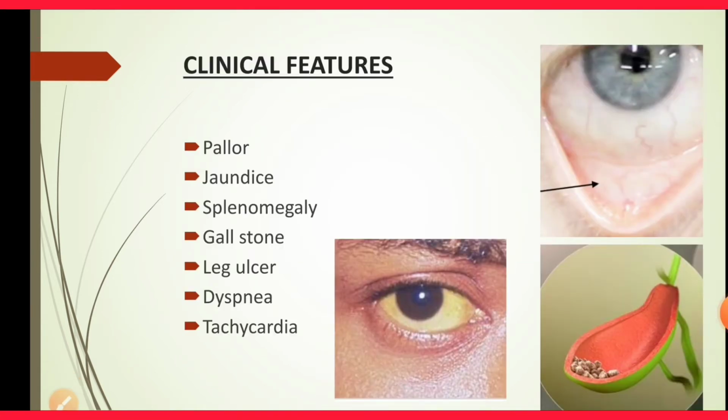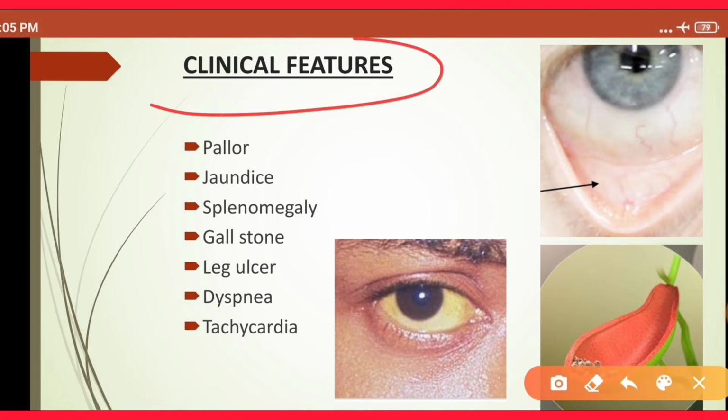Alright, so guys, we have discussed the definition of hemolytic anemia. We have covered the basic pathogenetic mechanism of hemolytic anemia, according to which we have divided hemolytic anemia into extravascular and intravascular hemolysis. We have seen the basic difference as well. Now we will see the clinical features of hemolytic anemia in general.